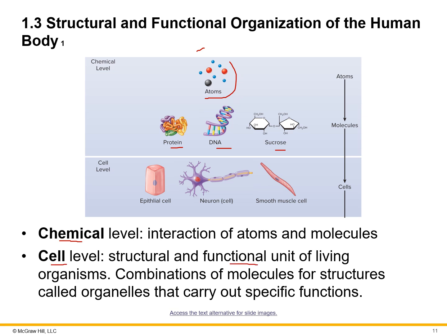Then we move into the cellular level in which we have an actual functional unit. So this is the smallest living thing. Of course, in eukaryotic organisms, we also have organelles like mitochondria, the nucleus, and all of those. But prokaryotic cells like bacteria are still cells, they're still living, but no organelles.